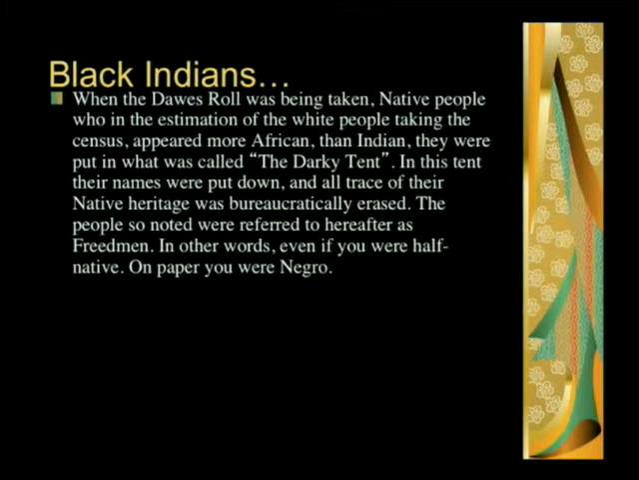All of it. Oh, you're not Indian, you're black. In the darky tent. So these people, so noted, were referred to after that as freedmen. Okay, because we brought you here as slaves from Africa, and you may have escaped into Indian country and lived free among them, but now, no, they are domestic dependent nations. And we're only going to deal with the red Indians. You black Indians, you're a special breed.